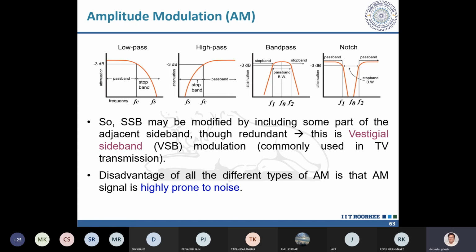The value will be attenuated, it will be scaled down. The values above FC will be scaled down, but they will be there. They will not be exactly stopped. That is the problem with the practical low pass filter.